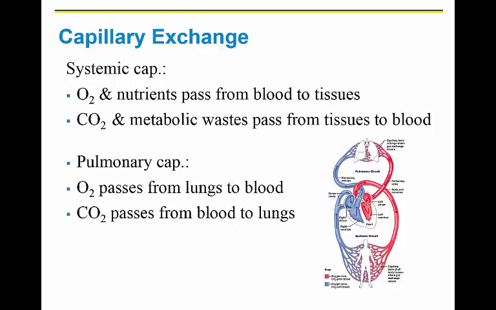For the systemic circuit, oxygen moves from the blood to the tissues. For the pulmonary circuit, oxygen moves from the lung to the blood. Likewise, carbon dioxide in the systemic circuit is going to move from the tissues to the blood, and for the pulmonary circuit, it's going to move from the blood to the lungs. Okay, and that helps us get rid of the carbon dioxide and then take in oxygen. So notice those differences between capillaries that are sitting in the systemic circuit versus the pulmonary circuit.